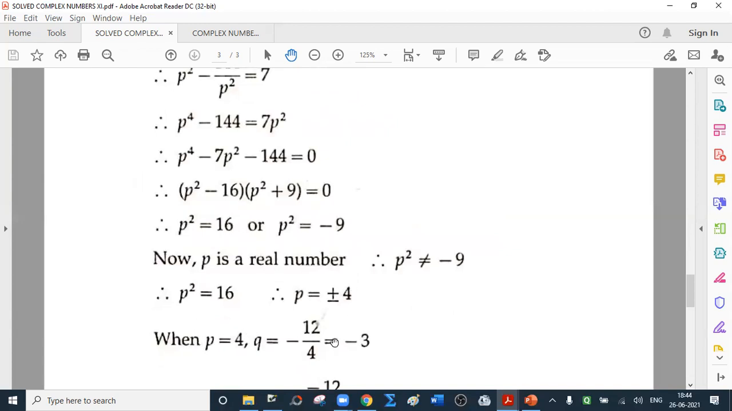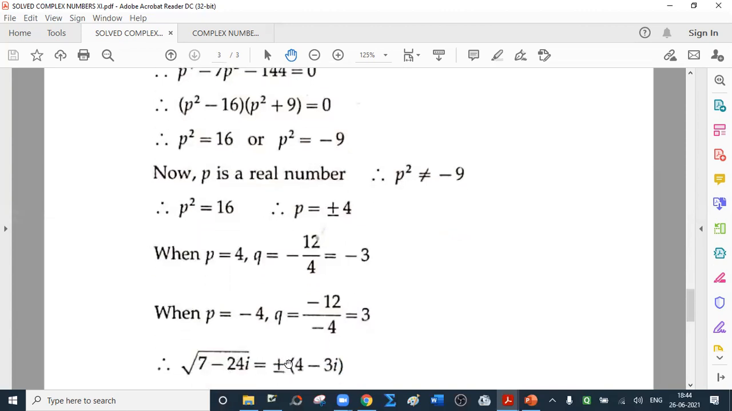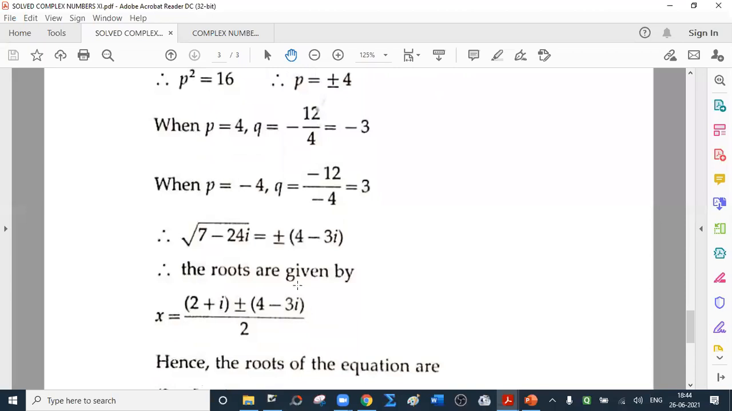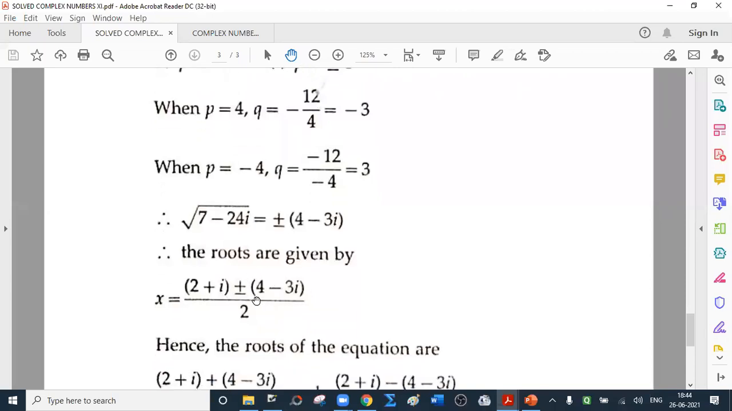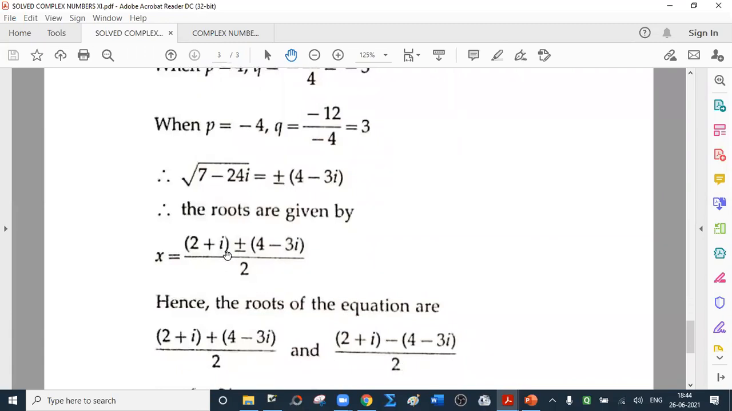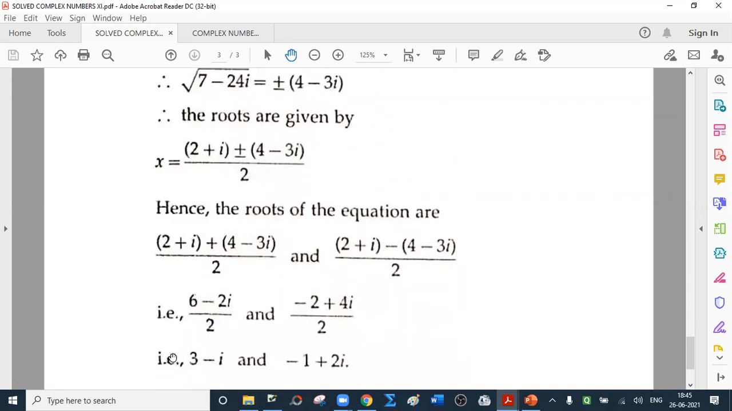Now when p is 4, q is minus 3. And when p is minus 4, q is 3. So what are the roots? Plus minus (4 minus 3i). Now substitute these values in the formula. You have to be very careful. Do not find roots orally. You have to say roots are (2 plus i plus 4 minus 3i) upon 2, and other root (2 plus i minus (4 minus 3i)) upon 2. Simplify to get two roots as 3 minus i and minus 1 plus 2i. Is it clear? It's a marathon sum, but will be asked for 4 marks.